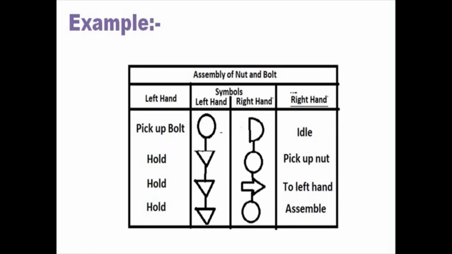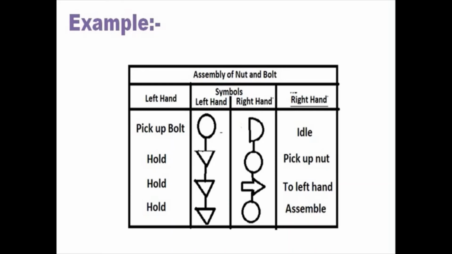At that time the right hand is in an idle condition, so it is in a delay condition, which is represented by a capital D. Now the next activity is picking up the nut, and that nut is picked up by the right hand. At that time the right hand is shown with the activity, that is a circle. But at the same time the left hand is in a hold condition, holding the bolt.